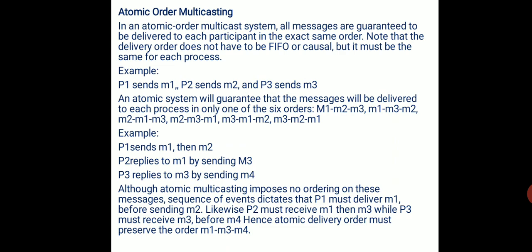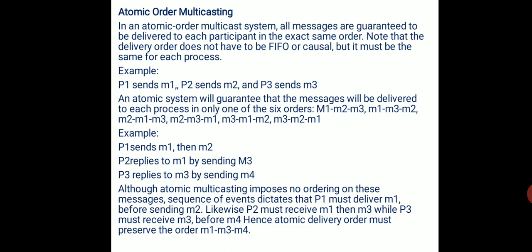The next type of reliable multicasting is atomic order multicasting. In an atomic order multicasting system, all messages are guaranteed to be delivered to each participant in the exact same order. So here the delivery order does not have to be FIFO or causal, but it must be the same for each process.